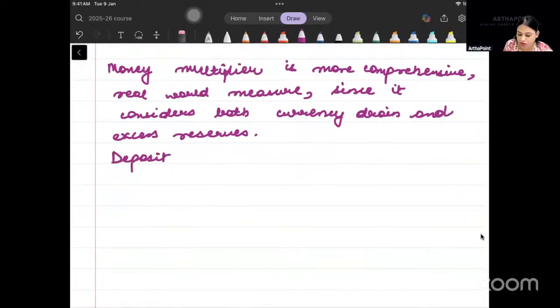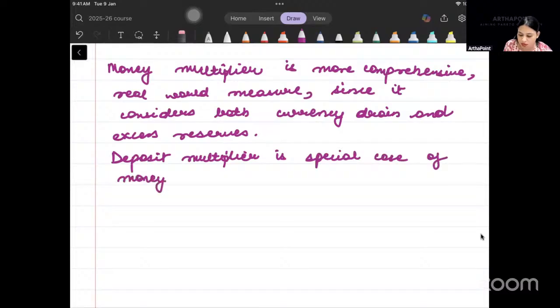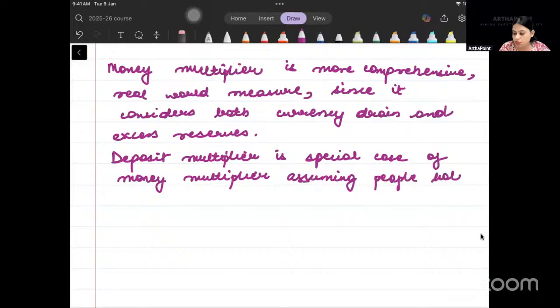Deposit multiplier, on the other hand, is a special case of money multiplier, assuming people hold no currency.